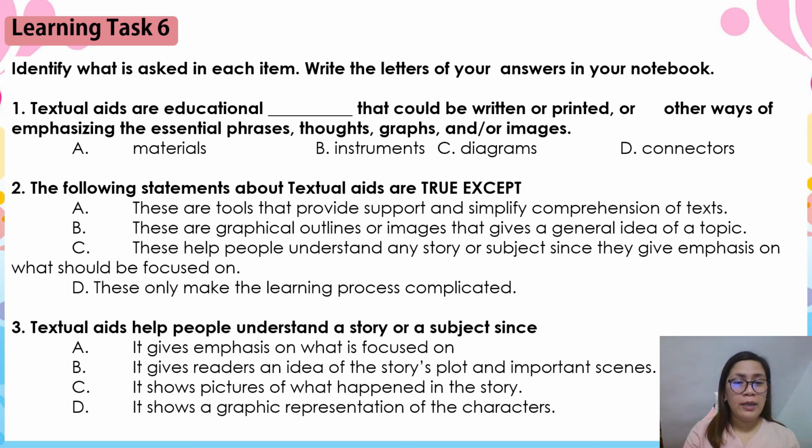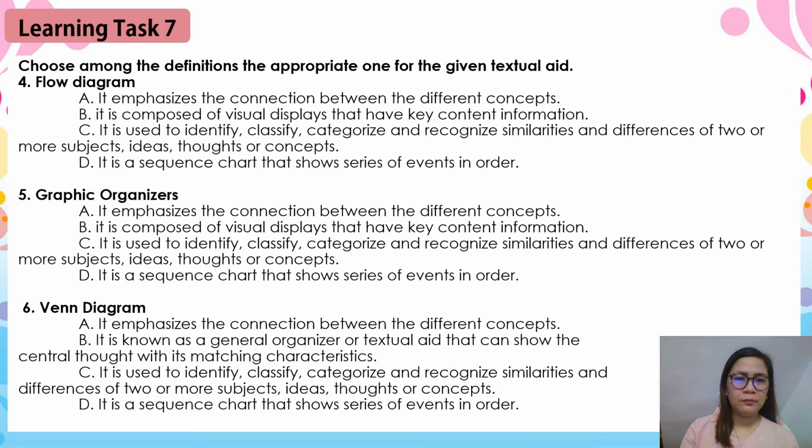Number 3. Textual aids help people understand a story or a subject since A. It gives emphasis on what is focused on. B. It gives reader an idea of the story's plot and important scenes. Letter C. It shows pictures of what happened in the story. Or letter D. It shows a graphic representation of the readers. In this part, you just have to choose among the definitions the appropriate one for the given textual aid.